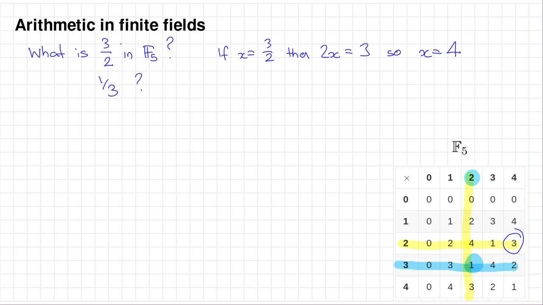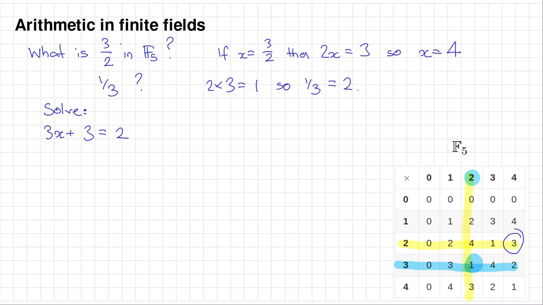So 2 times 3 is equal to 1 in F5, so 1 divided by 3 is equal to 2. Let's do some more, a slightly more complicated piece of arithmetic. Can we solve a linear equation 3x plus 3 is equal to 2? So this will be a pretty typical piece of homework for somebody who's just learning how to do algebra with the real numbers. We're now going to do that same piece of homework in the field F5.